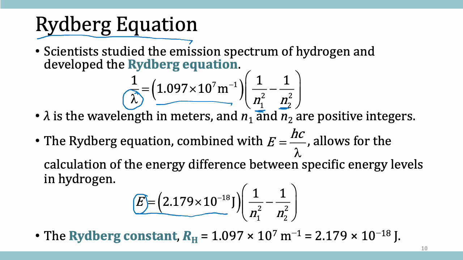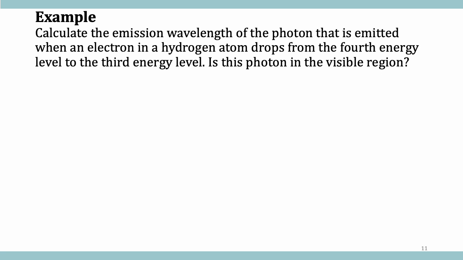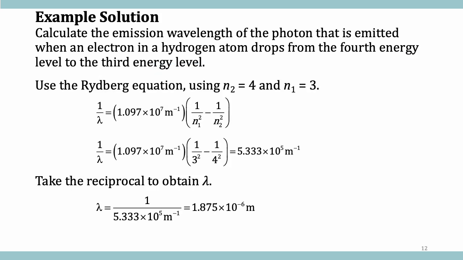Question would be something like this: calculate the emission wavelength of the photon that is emitted when an electron in a hydrogen atom drops from energy level 4, n equal to 4, to energy level 3, where n is equal to 3. Okay, so the question is asking what is the wavelength of the light. So we will use this equation to find the wavelength. We are solving for wavelength.